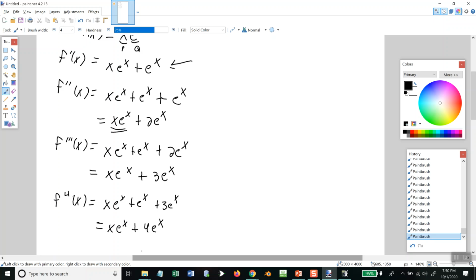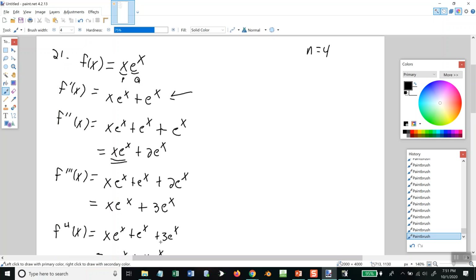Besides the tediousness of it, would it be that hard to even take this to the 15th? No, because it looks like x e to the x plus 15 e to the x. So you wouldn't even have to write them out, because now you see the pattern. And it becomes even nicer when we plug 0 in, because like you pointed out, this first term will always drop away. We're only left with the number.